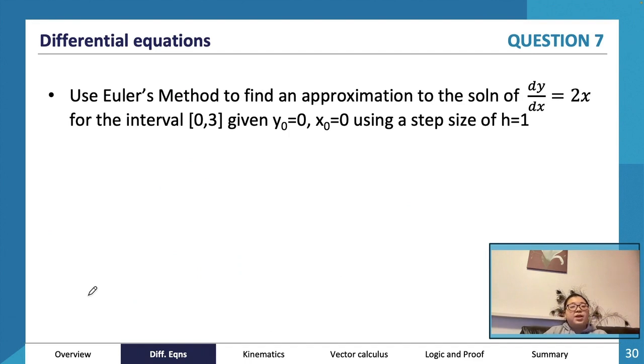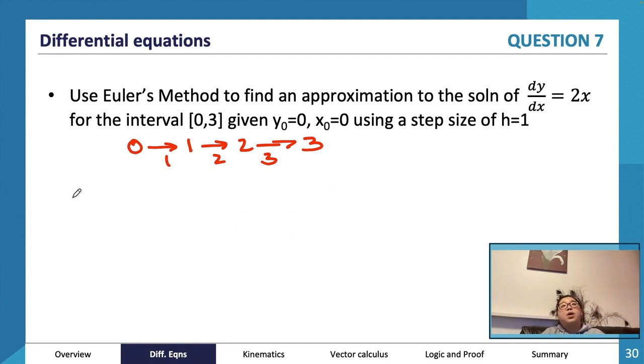Cool. So let's have a try of this now. Use Euler's method to find an approximation to the solution of dy dx equals 2x for the interval 0 to 3, given that y0 equals 0 and x0 equals 0, using a step size of 1. First we need to identify how many steps we need to do. We need to go from 0 to 1, 1 to 2, and then 2 to 3, so we calculate 1, 2, 3 steps. We need to go 3 steps in total.